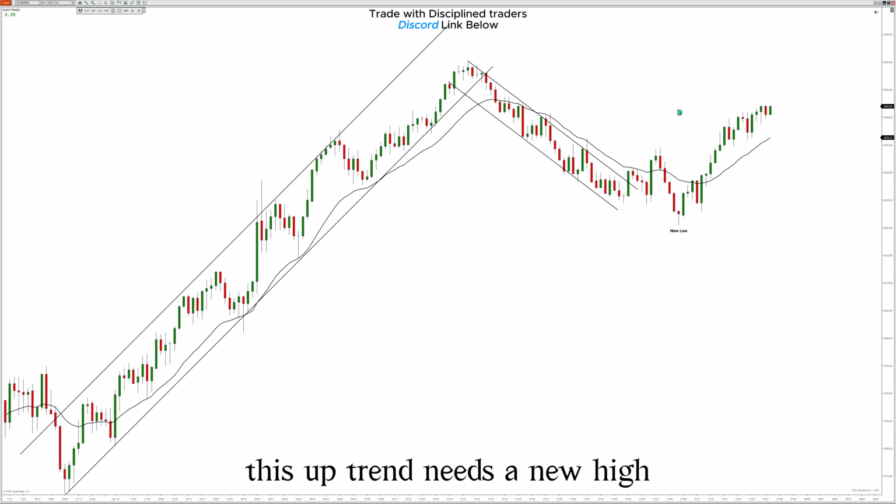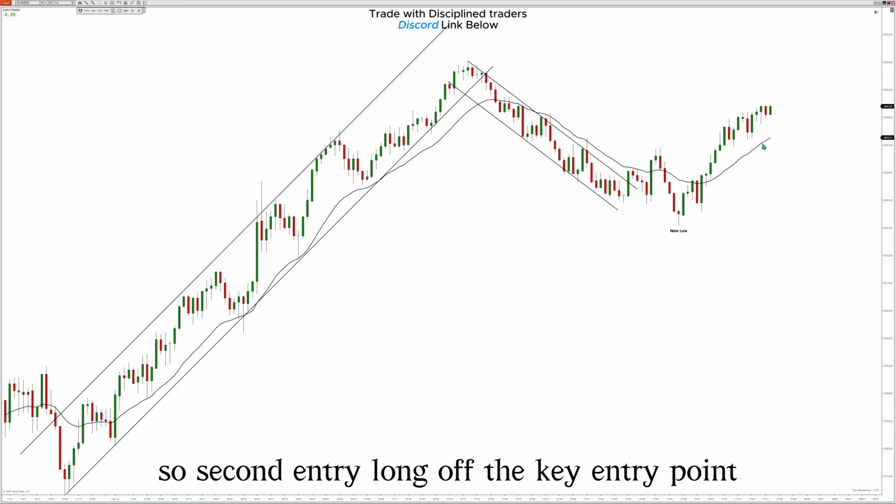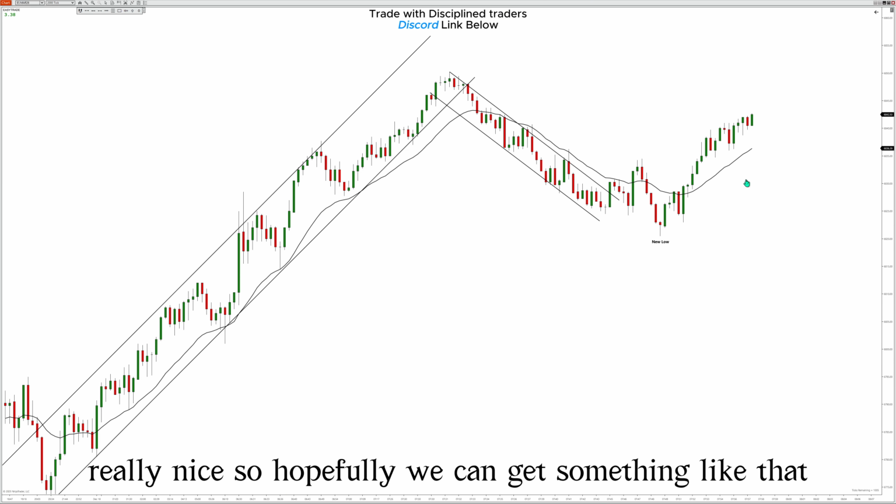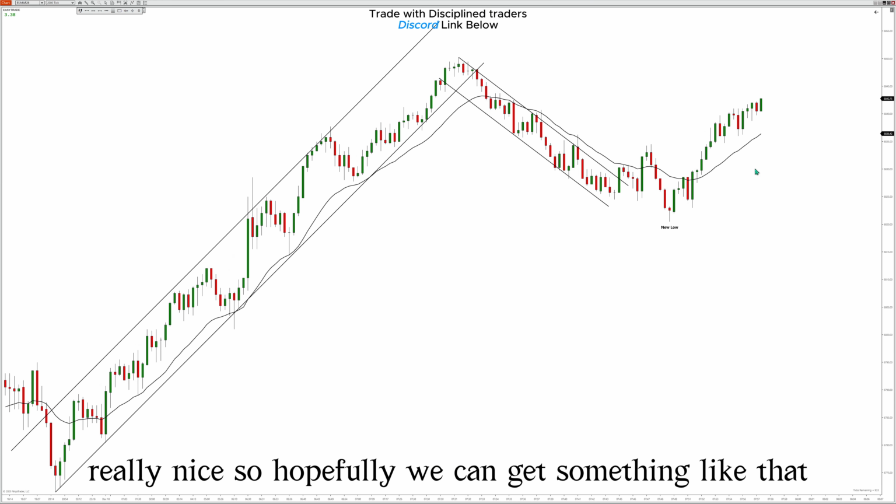This uptrend needs a new high, so a second entry long off the key entry point, the exponential moving average here, would be really nice. So hopefully we can get something like that.